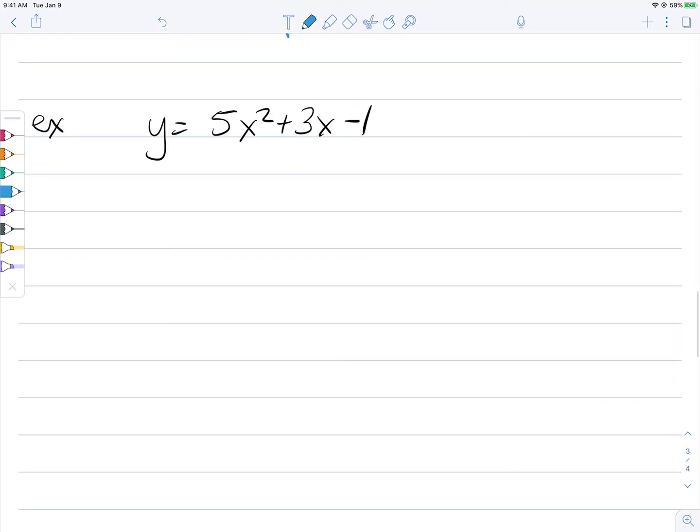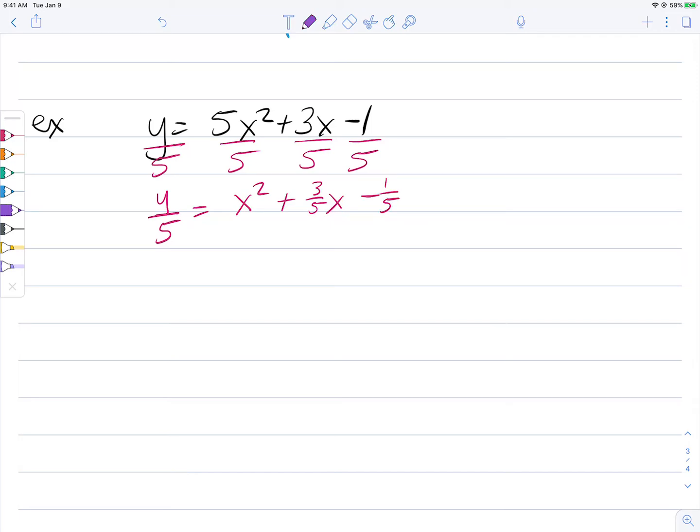Y equals 5x squared plus 3x minus 1. So our coefficient of x squared is not a 1. I'm going to divide every single term by 5. This is step 1. Divide every single term by a. I have y over 5 equals x squared plus 3/5 x minus 1/5.